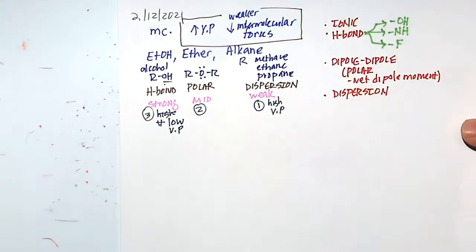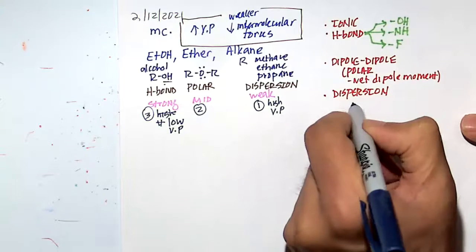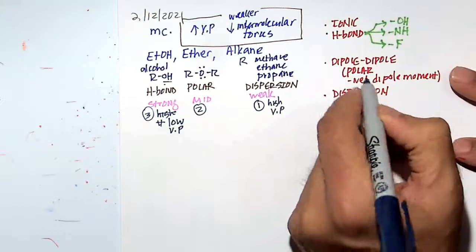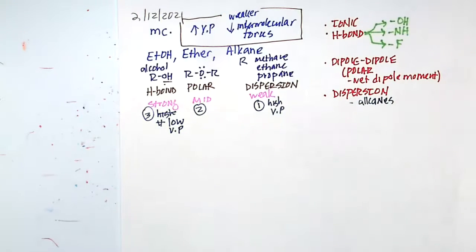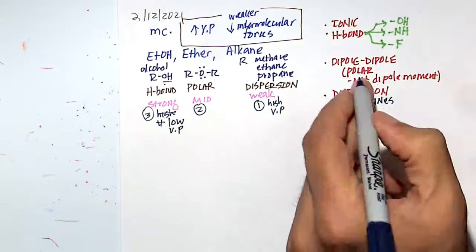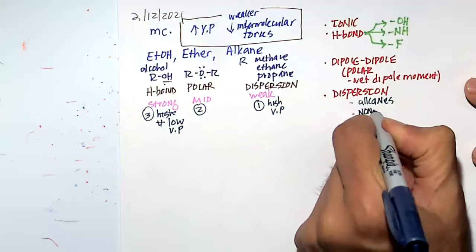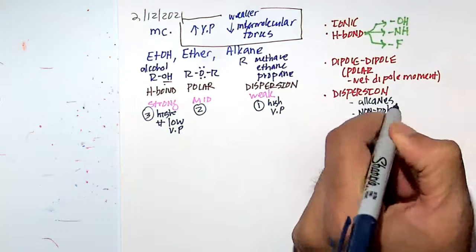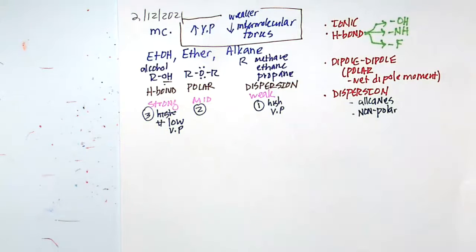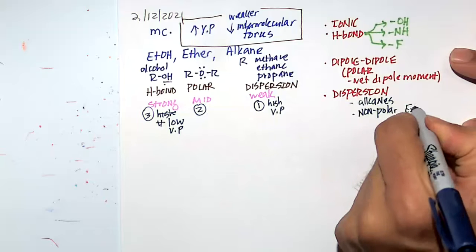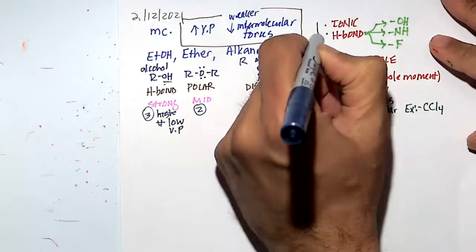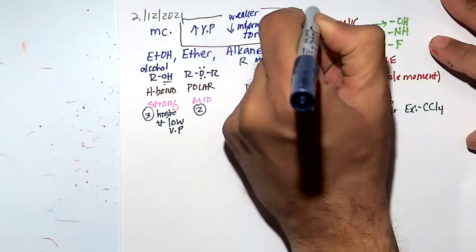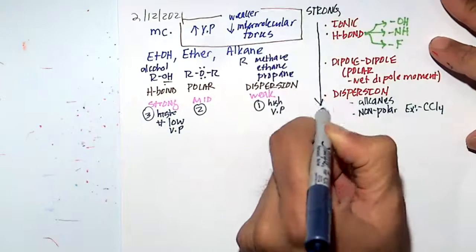Dispersion is the weakest. So we associate dispersion with two things. We associate dispersion with the alkanes: methane, ethane, propane, hexane, pentane, octane. We also associate it with nonpolar molecules, molecules that have no net dipole moment. An example would be CCl4, a nonpolar molecule. So those are the two things associated with dispersion, and then you guys are right. We go from here, the strongest force, to the weakest force.